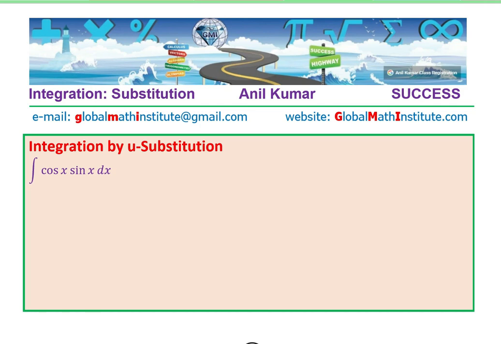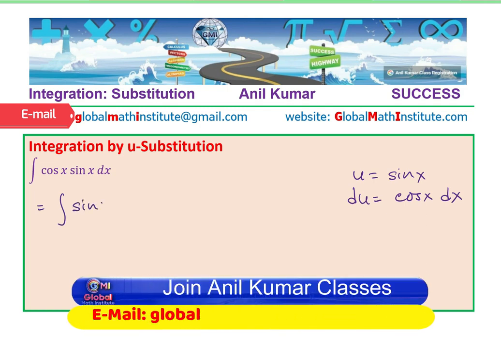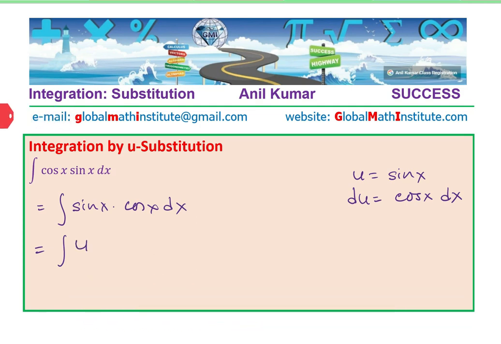Here, we discussed putting cos x as u, but you could put sin x as u also, right? So let's say u equals sin x. In that case, du will be equal to cos x dx. Makes sense, right? So the integral, which is cos x sin x dx, I could write as sin x times cos x dx. And so we have sin x as u, and cos x dx is du.